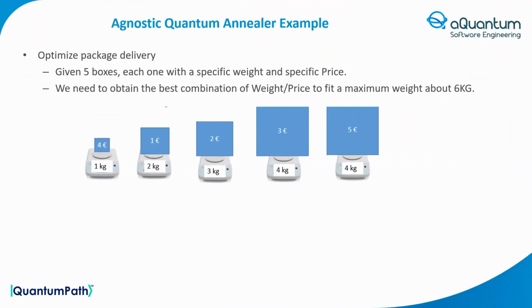So let's go to the following example, for which we will use the quantum annealing technology. For this example, we will solve a typical optimization problem. We want to optimize a package delivery. For that, we have 5 boxes, each one with a specific weight and a specific price. We need to obtain the best combination of weight and price to fit a maximum weight of about 6 kilograms.